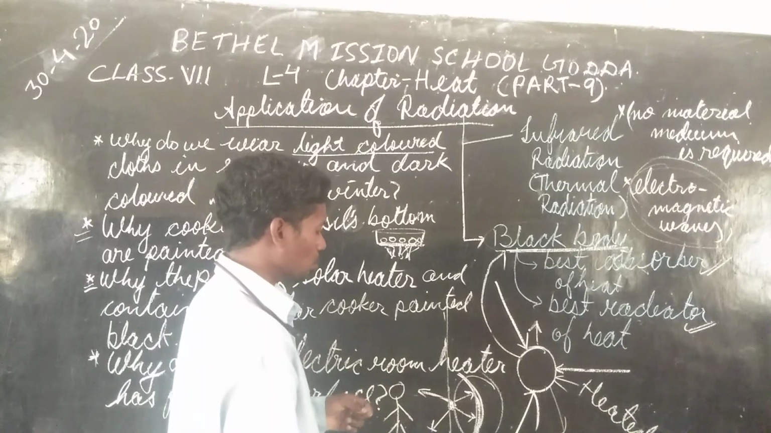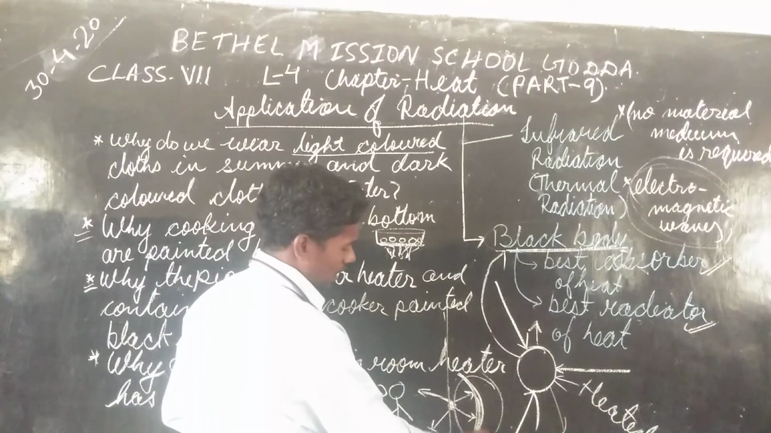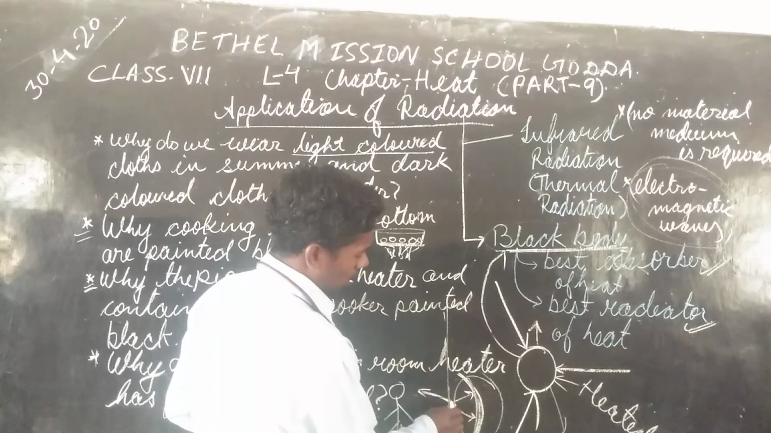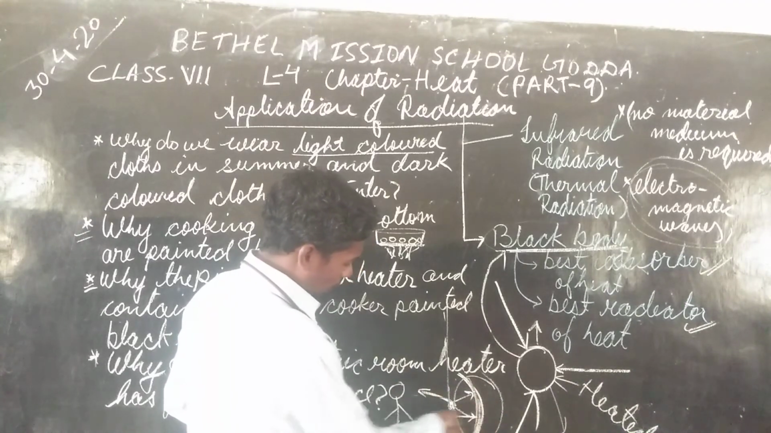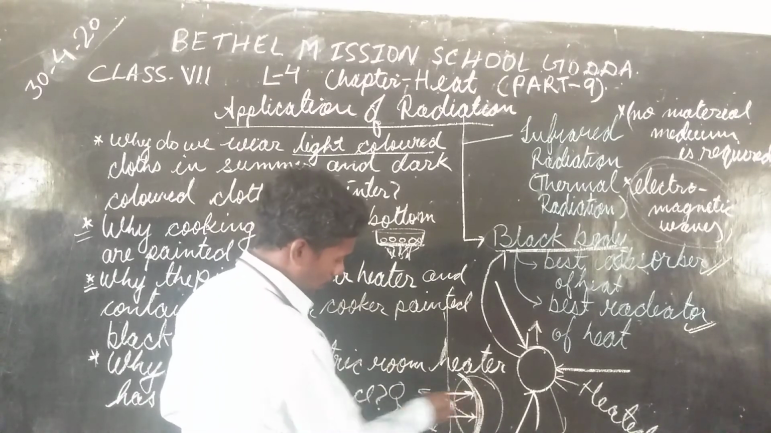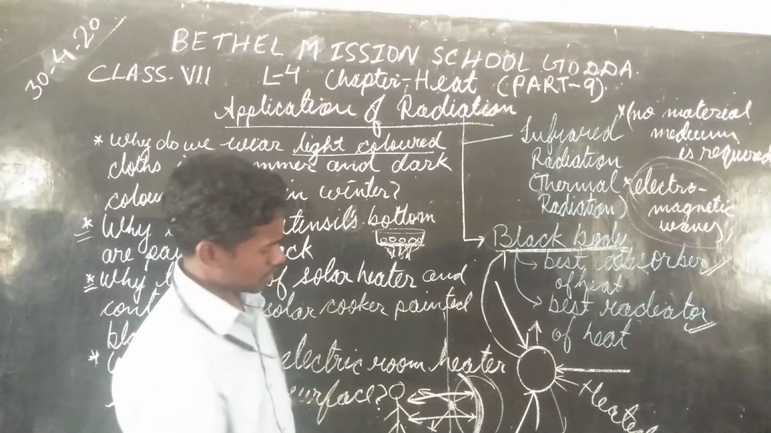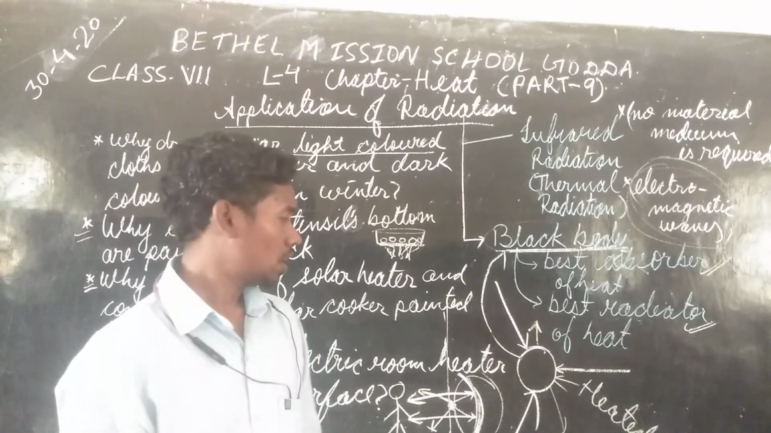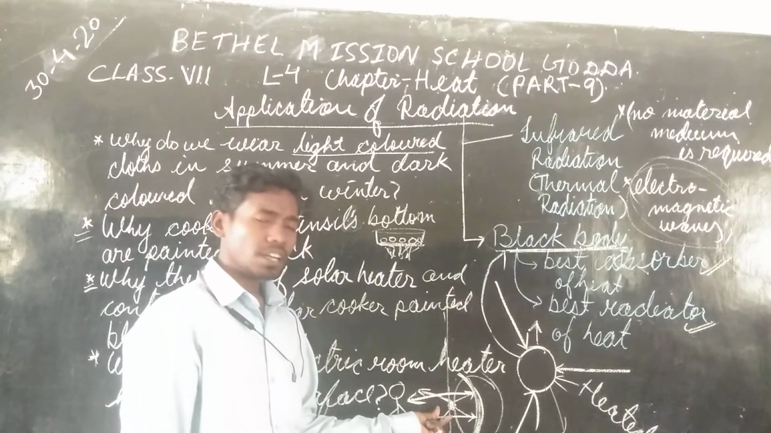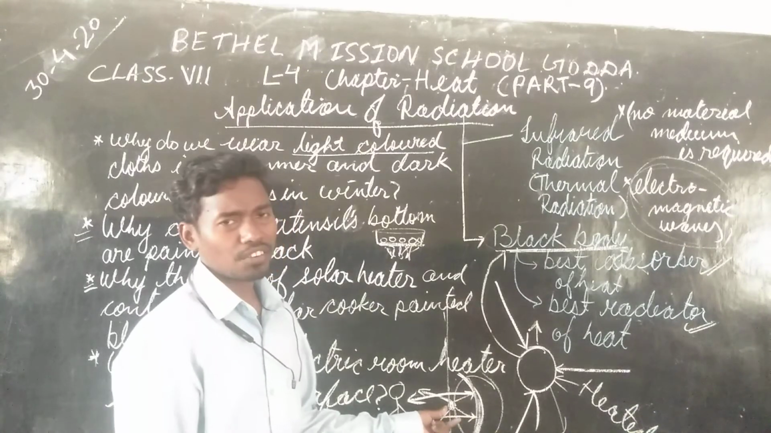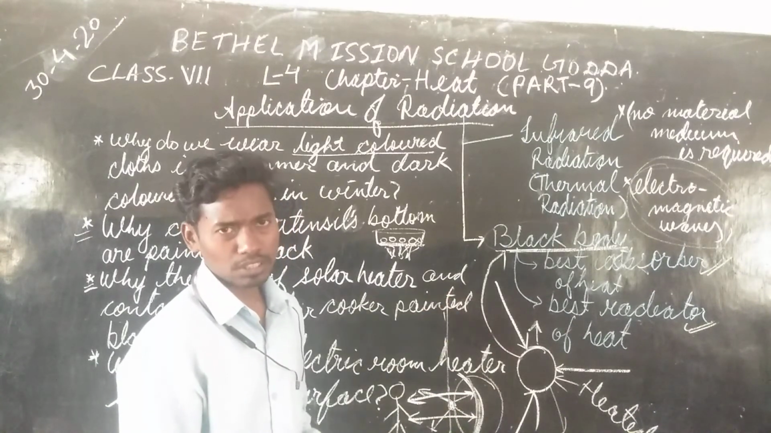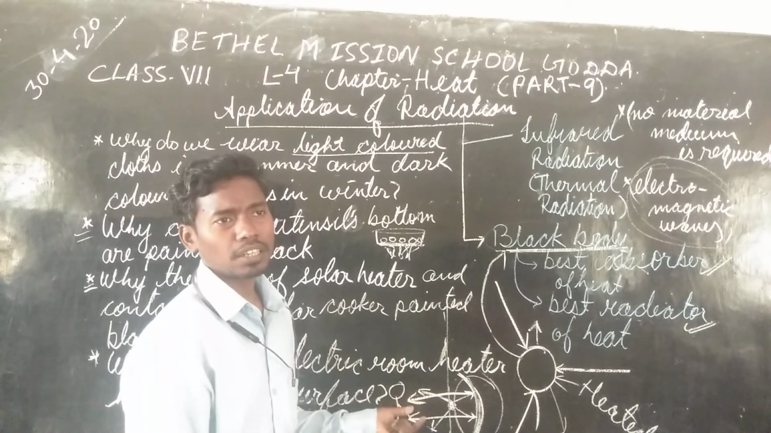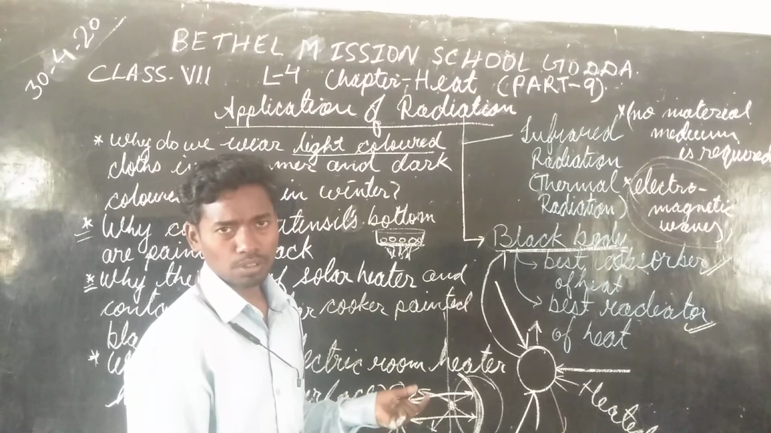So what do we do? We put a reflector here such that these radiations which are going to the opposite side are reflected back towards us. So we put a reflector in the heater so that the heat radiations that are moving away from us come back to us and the heat can be useful.